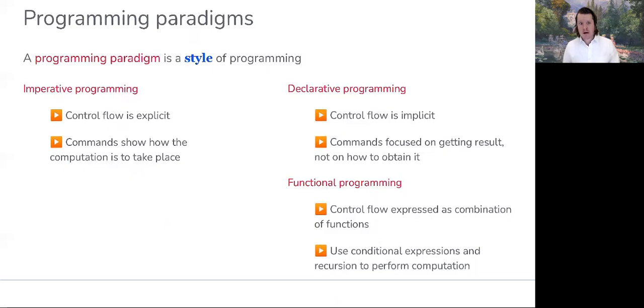So, what is a programming paradigm? Well, it's simply going to be a style of programming. Kind of the three major styles that are out there are going to be imperative programming, where the control flow is explicit, where commands show how the computation is going to take place explicitly. So, we're actually going through and defining the individual steps of each operation that we'd like to carry out within our applications. Contrast this with declarative programming, where control flow is implicit. Commands focus on getting results and not on how to obtain it.